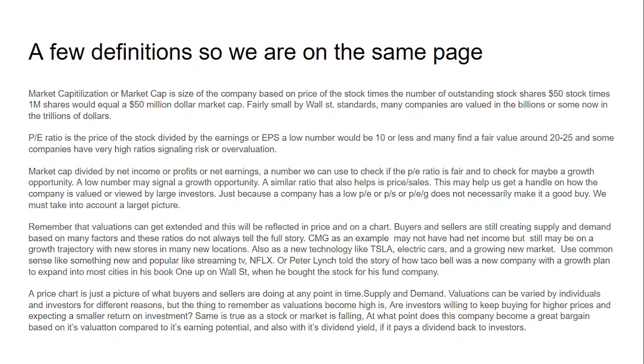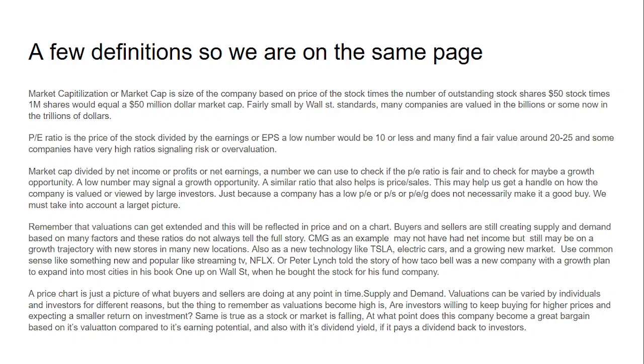Something like Tesla has been overvalued for years now. It just seems to disregard earnings per share versus price. So that's not always a guaranteed thing. But we can also look at something like market cap of a stock, or the size of the company, divided by its net income or profits, or its net earnings. And it's a number we can use to check if the PE ratio is kind of fair, and to check for maybe a growth opportunity. Okay, a low number may signal a growth opportunity.